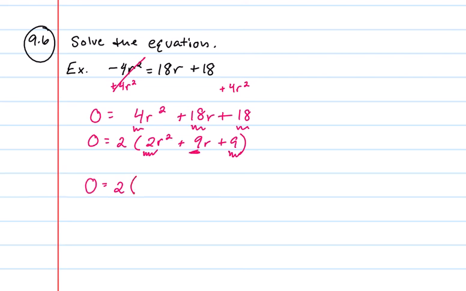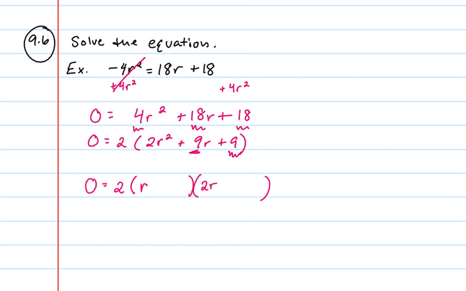Alright, now the factors of 2. Just thinking about the factors of 2, there are only 2 factors of 2, and that is 1 times positive 2 and negative 1 times negative 2. We're just going to work with the positive case because that's a little bit easier. So we're going to say r times 2r.